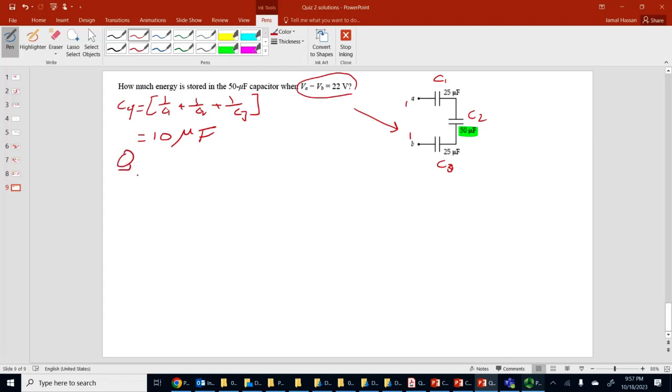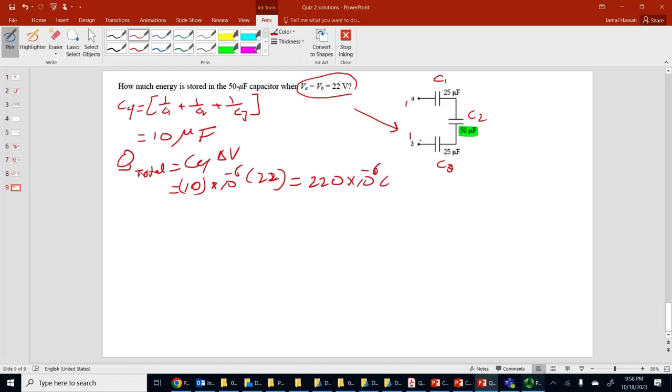Okay? Now, we could find the Q equivalent or Q total. So Q total is equal to C equivalent multiplied by delta V. And this is equal to 10 micro, so 10 to the power minus 6, multiplied by 22, so it's equal to 220 microcoulomb, right? Let's write it like this.